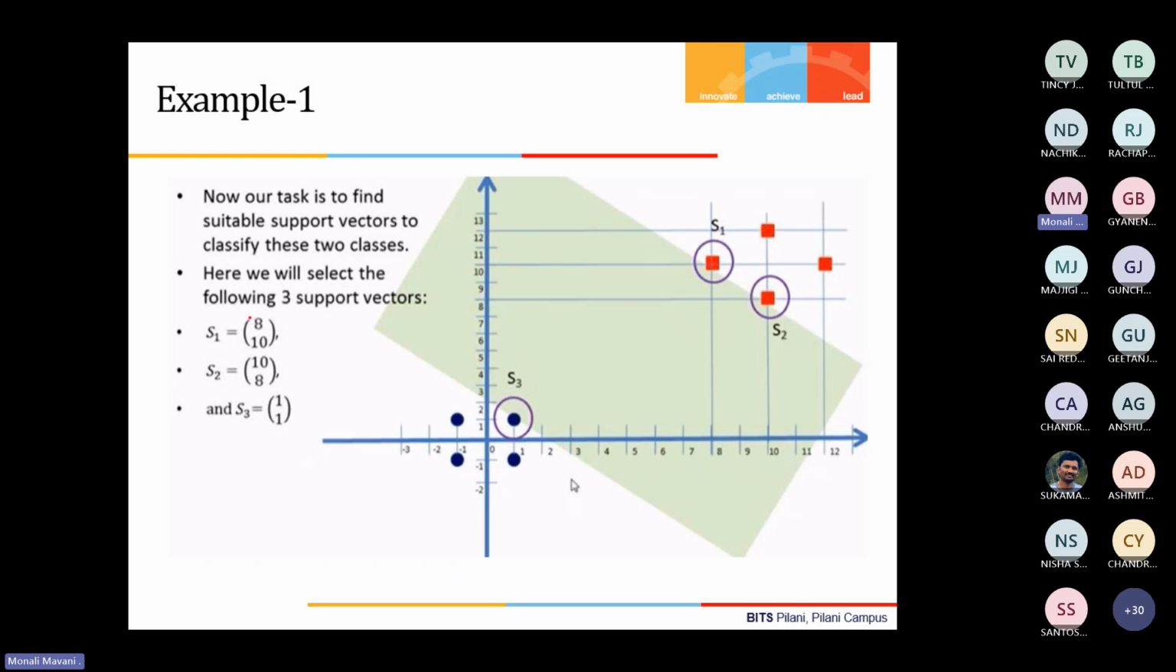And what are the coordinates of the support vectors? For S3 it is 1 and 1. For S1 it is 8 and 10. And for S2 it is 10 and 8. Now we got the support vectors. How will we proceed?